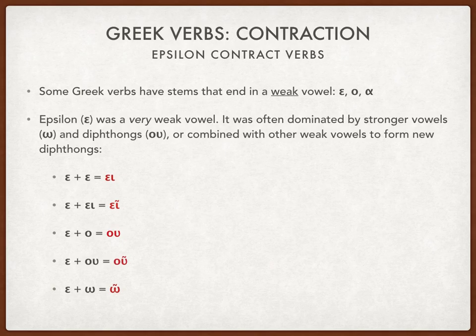That gives us oo, like soup. Not very intuitive, but epsilon and omicron, that short E and short O, gives us oo when they run into each other. When epsilon runs into oo, it just makes a longer oo, stretched out. That's that circumflex telling you to really stretch it out. Ooh. And then finally, when epsilon runs into omega, omega just beats it up, and you just get a longer O as a result. So what does this mean when we're dealing with verbs?